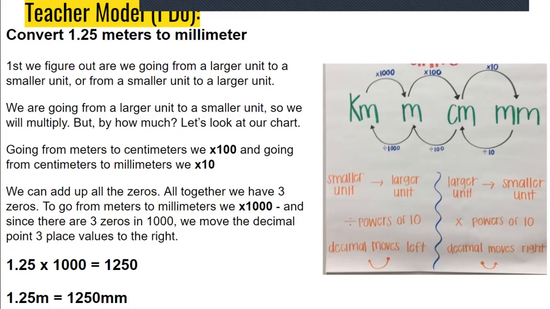But we have to figure out by how much we are multiplying. So going from meters to centimeters, we multiply by 100. And going from centimeters to millimeters, we multiply by 10. We can add up all the zeros. All together, we have 3 zeros in 1,000. We move the decimal point 3 place values to the right. So we're making 2 jumps. We have to take the zeros from 100 and from 10.